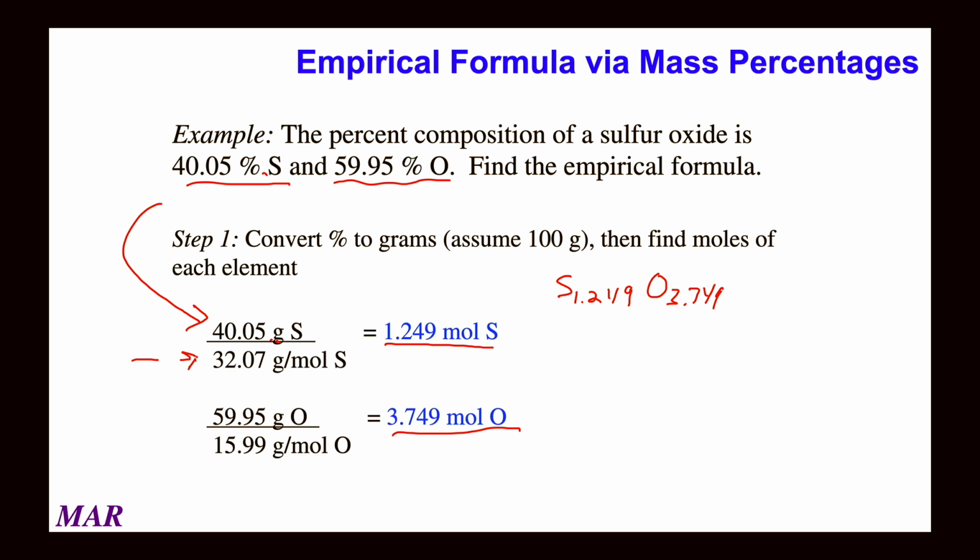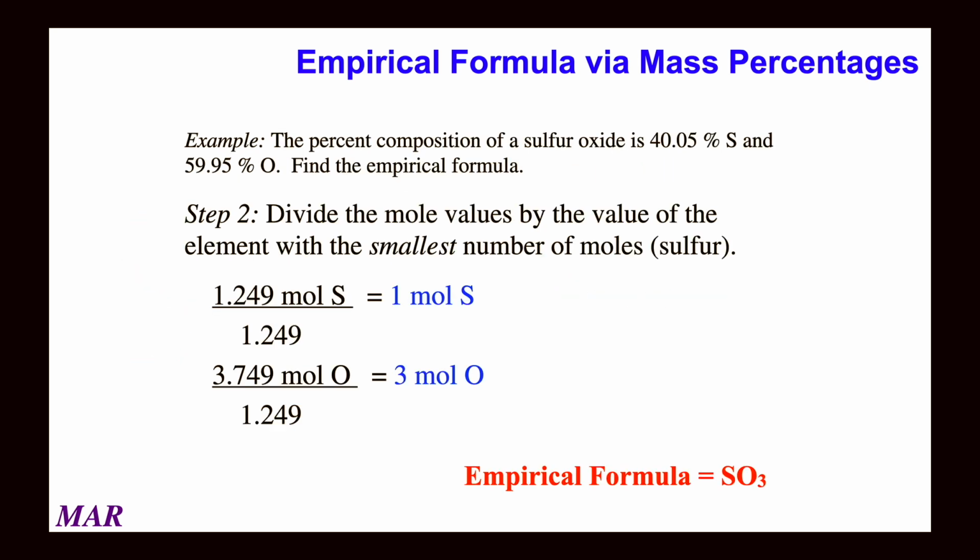There's no S 1.249, O 3.749. That's really, really ugly. So we need to clean the formula up, and that's where dividing both of those moles by the smaller number comes in really handy. So 1.249 was smaller than 3.749, so we're going to divide both of the moles by the smaller one. And 1.249 divided by 1.249 is exactly 1. That's easy. In your calculator, 3.749 divided by 1.249 comes out to be almost exactly 3.